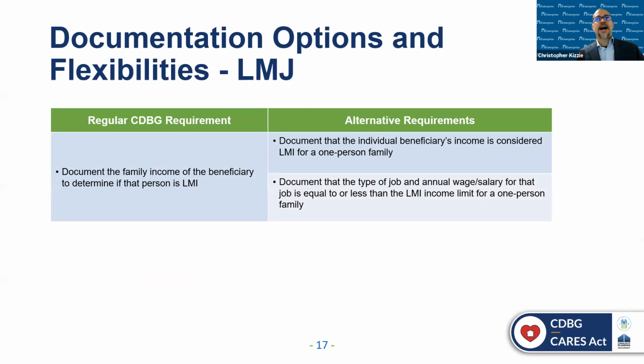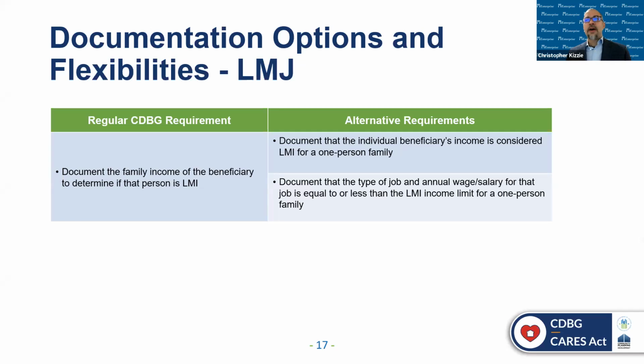So there are several ways to document that a job is held by or made available to LMI. The regular CDBG requirement, which is to document the family income of the beneficiary. The alternative requirement that allows you to document the individual income of the beneficiary and evaluate that income against the limit for a family size of one person. And then the alternative requirement allows grantees to work with the business to document that the type of job and annual wage or salary for that job is equal to or less than the Section 8 low income limit for a one-person family. And then the location presumption method, which we will discuss in a moment.